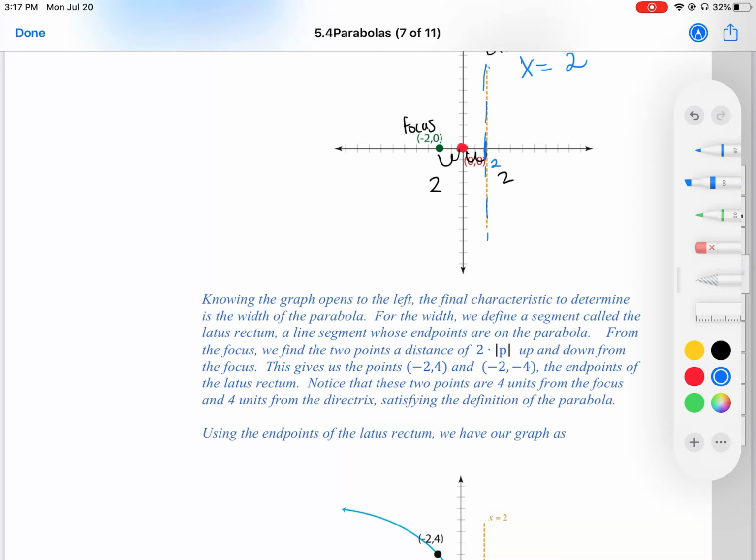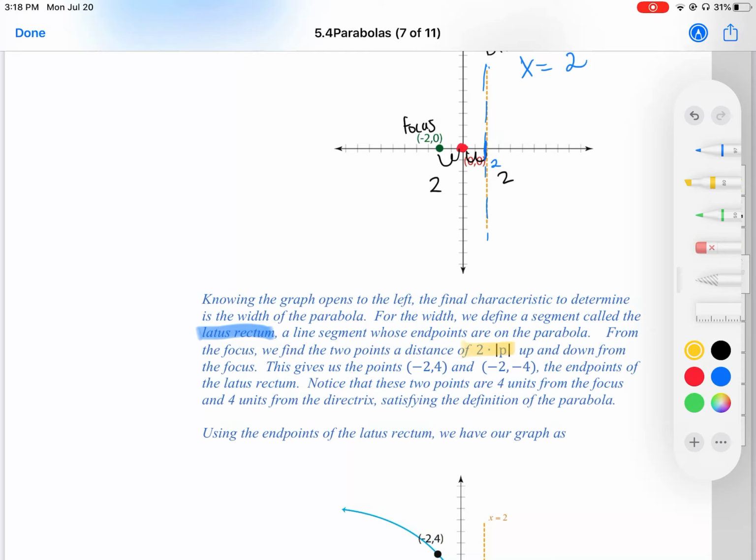For the width, we define the segment called the latus rectum, and it's a line segment whose endpoints are on the parabola. From the focus, we find the 2 points of distance 2 times p, so that's your formula. And you're going to open it along your vertex, along your focus, because that will help you figure out where your endpoints are. And you'll move them whichever way your parabola needs to open up. So in this case, it'll be up and down.